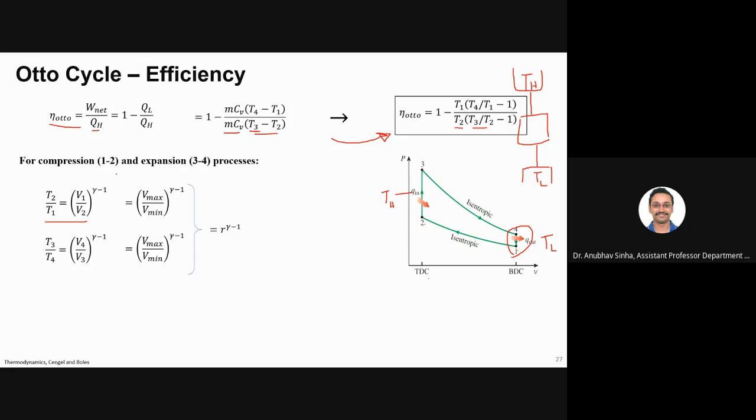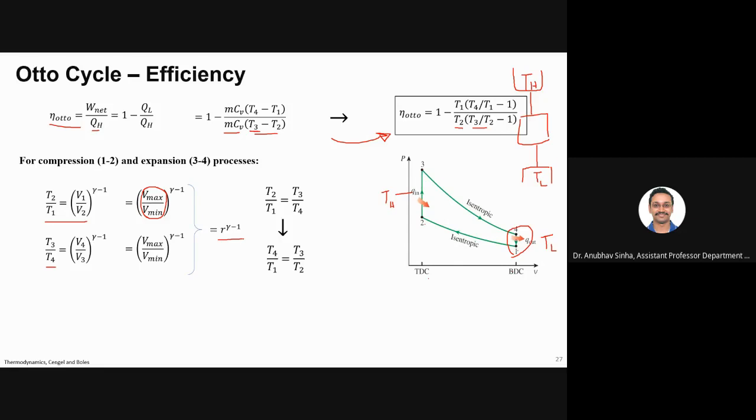So basically Vmax by Vmin, what is this? This is what we call R, our compression ratio which we have defined. So I can say that T2 by T1 or T3 by T4 is equal to R to the power gamma minus 1. And these two are equal.